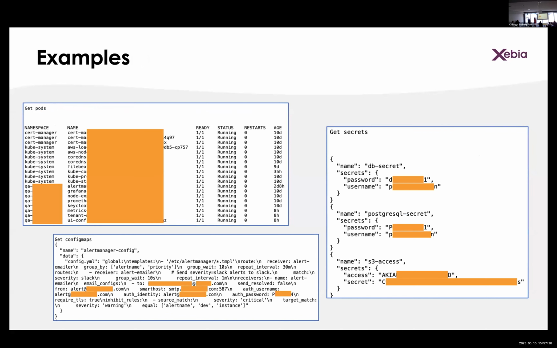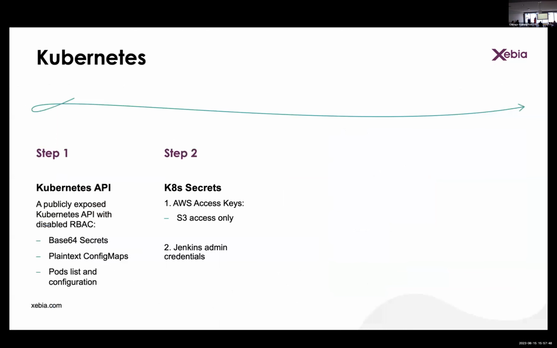I can see if it's running or not, how old it is, the namespace and name of the pod, then secrets, the name of the secret and some credentials there. As you can see, sometimes even AWS access and secret keys are there. And then we have config maps and more passwords in here. So from secrets, I already extracted credentials for S3 access, but still it's not admin.